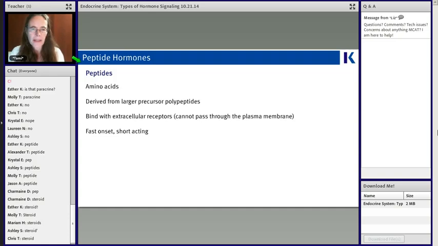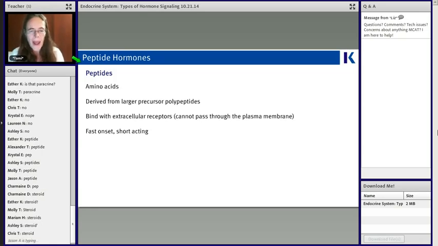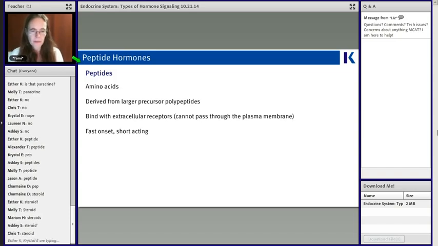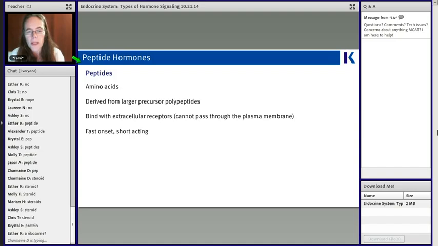Once I bind, I'm going to change the shape of some sort of receptor inside there, and it causes a cascade, and I get a pathway. What happens at the end of that pathway? What are we going to bind to that is already present in my cytoplasm, which is why this is so fast? Yes, Crystal, a protein that is already present.